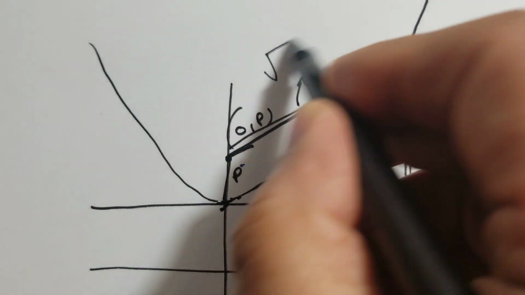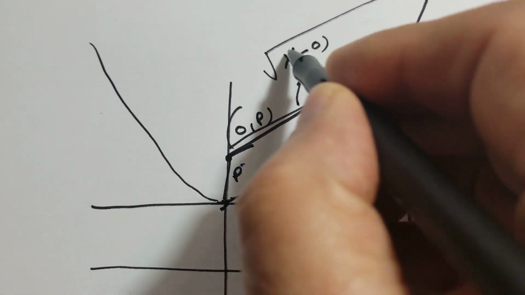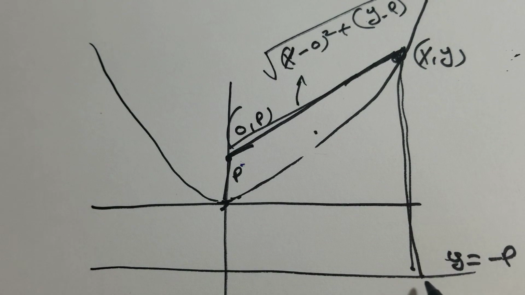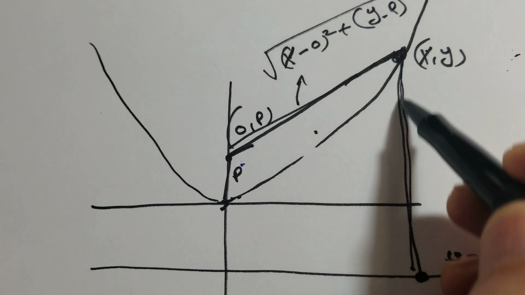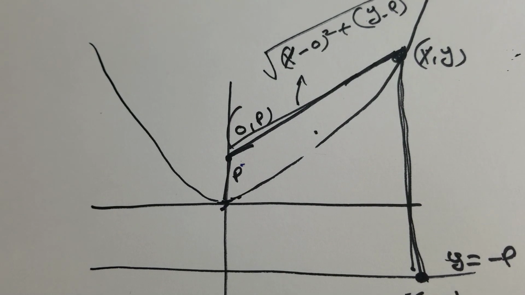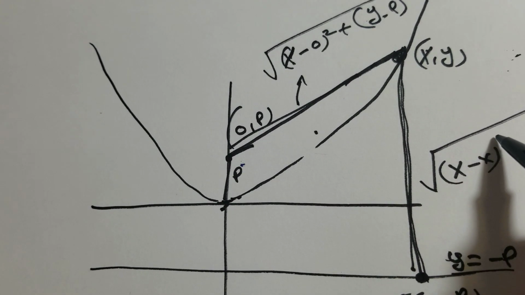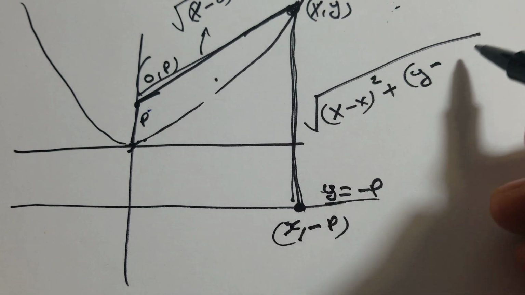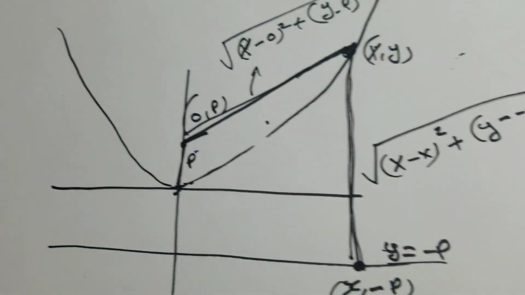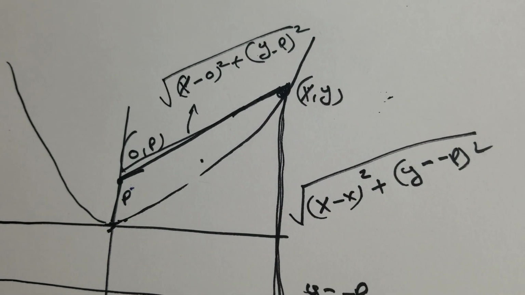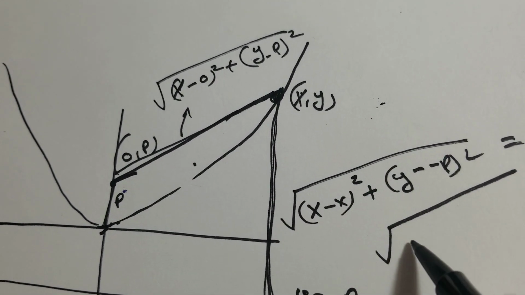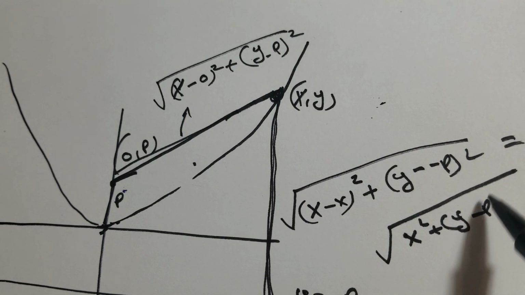I know what that distance is. The distance between two points is the square root of (x2 minus x1) squared plus (y2 minus y1) squared. At that point, the x is the same as the x for that point. But the y is negative p. Therefore, that distance is the square root of (x minus x0) squared, because there is no change in x, plus (y minus negative p) squared. These two distances must be the same. Then let's do those distances. Therefore, I'm going to make this one equal to the square root of x squared plus (y minus p) squared.